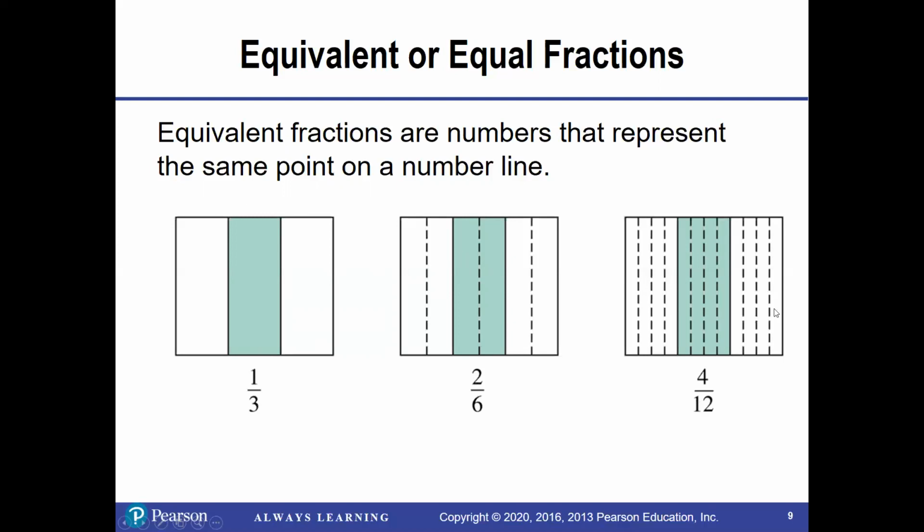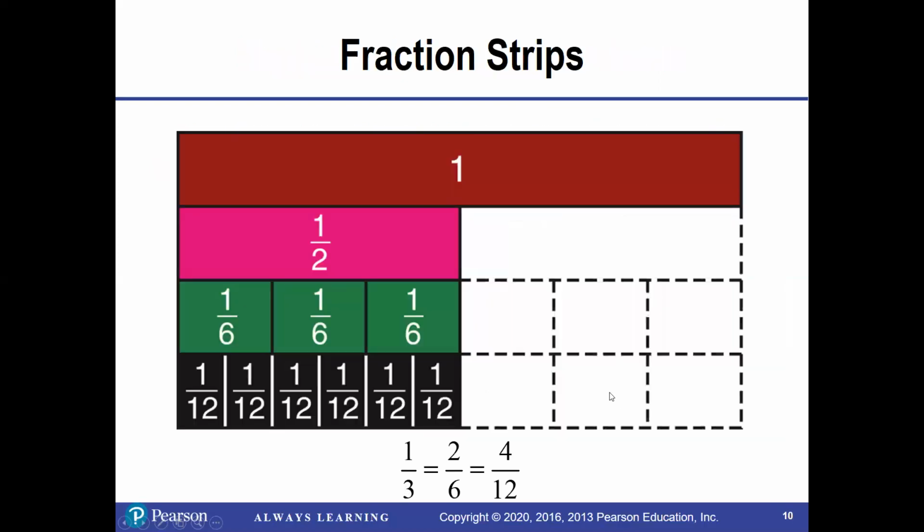Because they're all the same size, the shade's the same, that means all these fractions are equivalent, or the same. So 1/3, 2/3, 2/6, and 4/12 are all the same fraction, where 3... 1/3. This one here would be the reduced form.